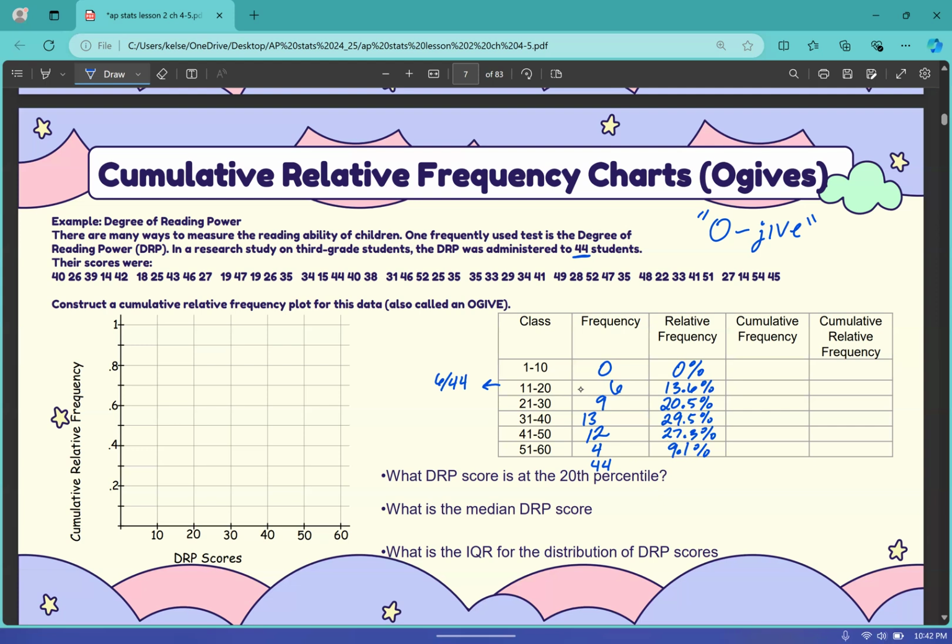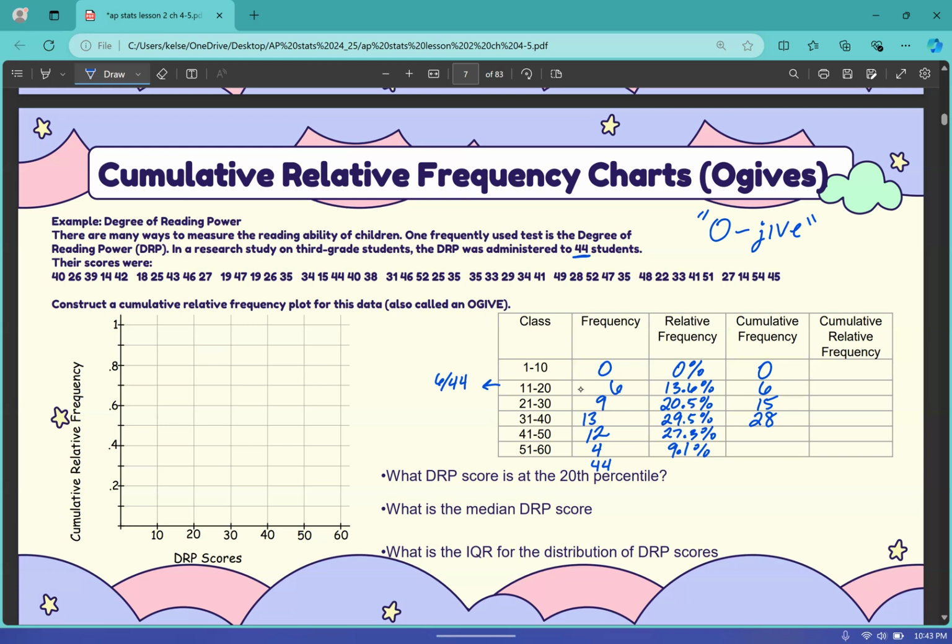In our first bin, we had 0 people, so 0. Now our second bin, we had 6. So we do 0 plus 6, and we get 6. Now the next class had 9 in it, so we do 6 plus 9, and we have 15. Then you add on the next 13, and you've collected 28 results.